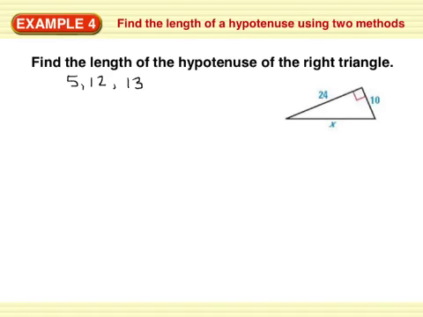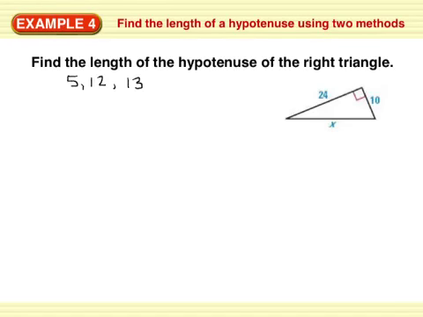Alright, find the length of the hypotenuse of the right triangle, and we're going to try to use two methods. So the first method we're going to try is the Pythagorean triple. So the common Pythagorean triple is 5, 12, and 13. I'm going to go back and show you real quick. Example 4, find the length of the hypotenuse using two methods. We're going to try to do this using two different methods.